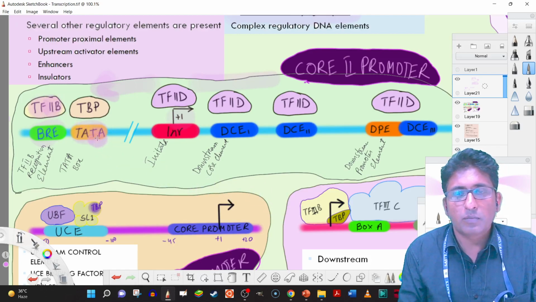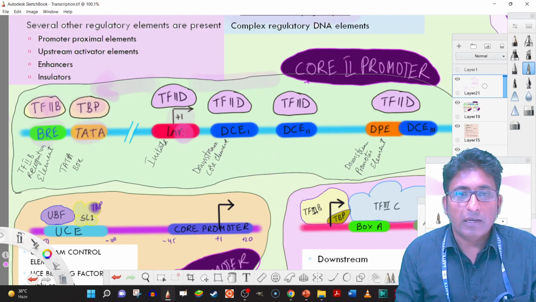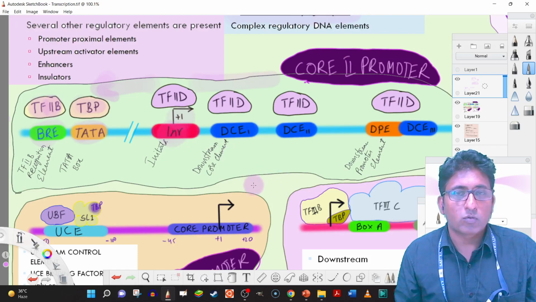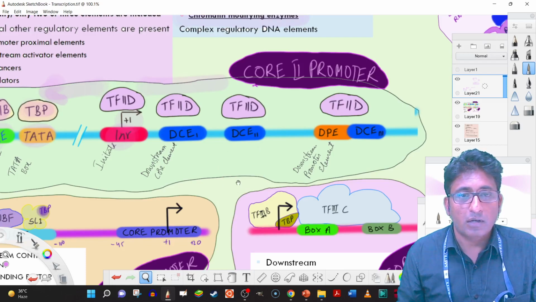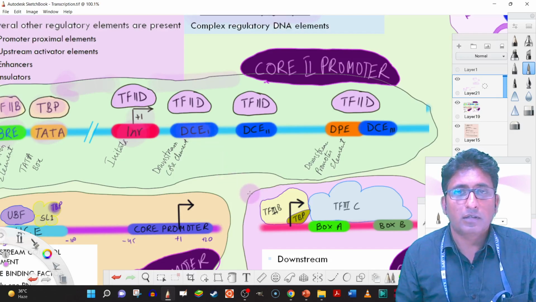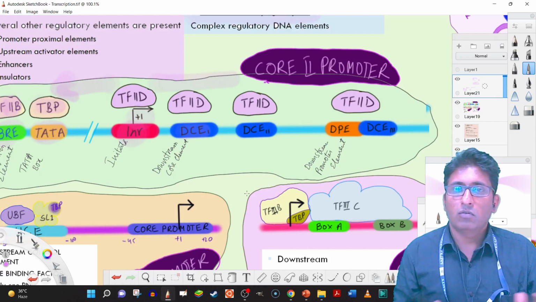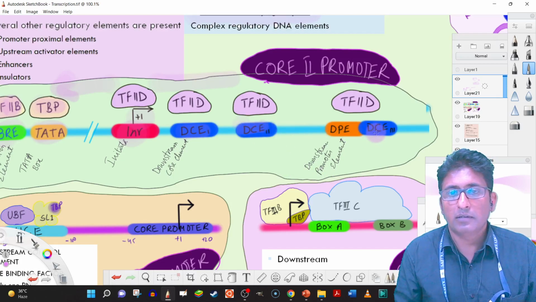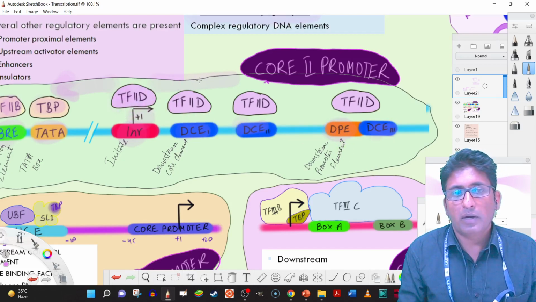The TATA box is bound by a protein called TATA binding protein. Then we have the initiator sequence, where the actual denaturation and actual polymerization occurs. There are also several other promoter elements called downstream core elements 1, 2 and 3, and there are also downstream promoter elements like these. These regions are bound by the protein TF2D.